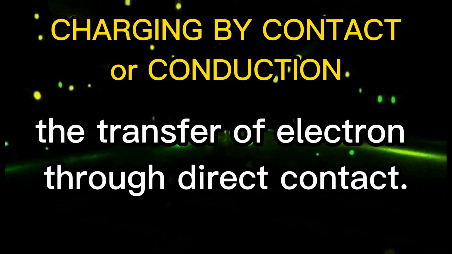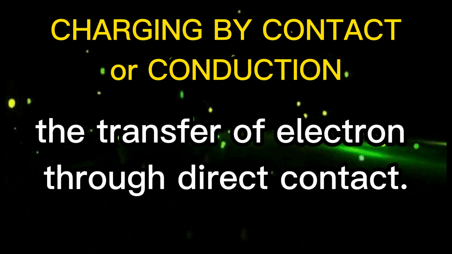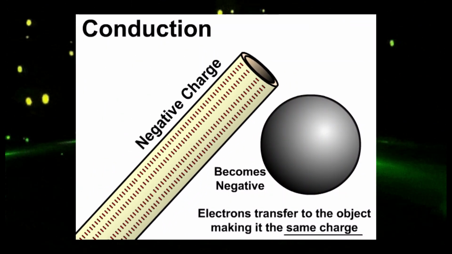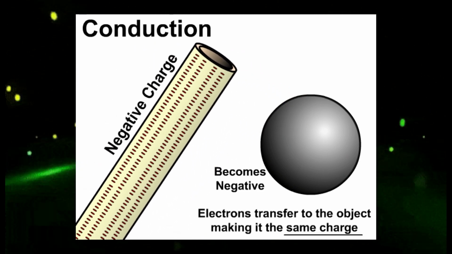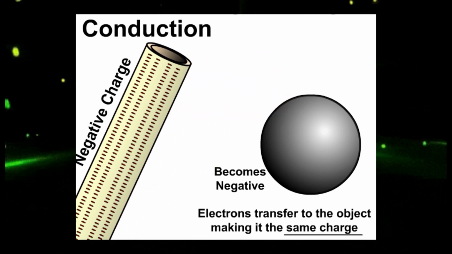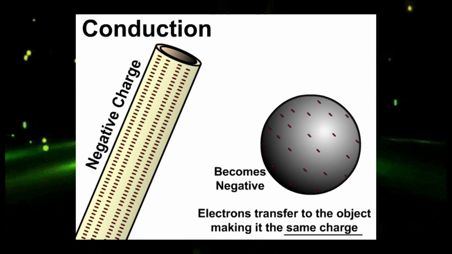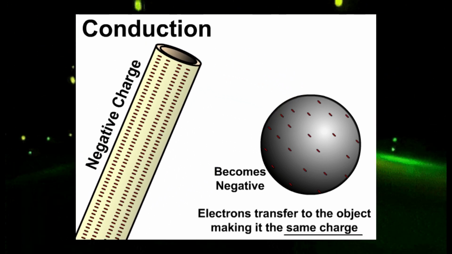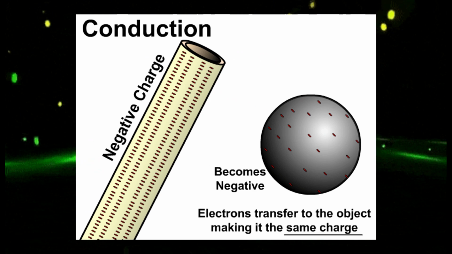Next, we have charging by contact or conduction. It is the transfer of electrons through direct contact. Electrons transfer from the object with a negative charge to the positive charge. There are equal numbers of electrons and protons in a neutral matter. When a charged object is used to charge a neutral object by conduction, the previously neutral object acquires the same type of charge as the charged object. The charged object maintains the same type of charge that it originally had.